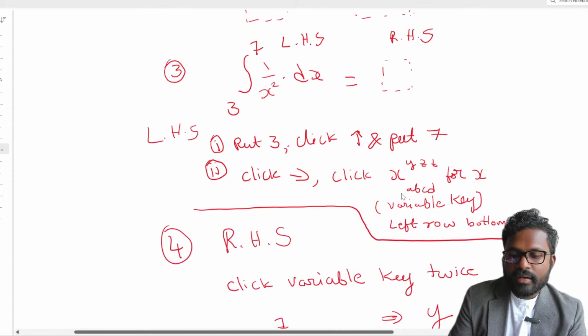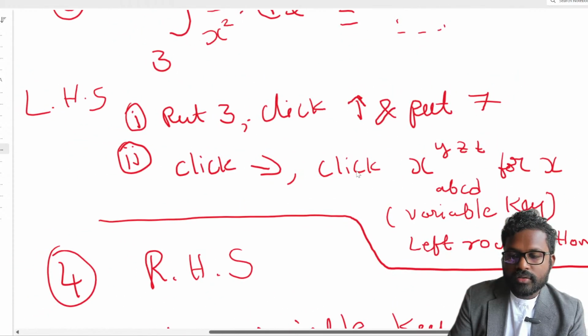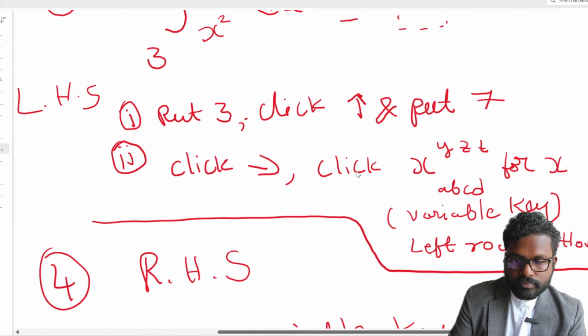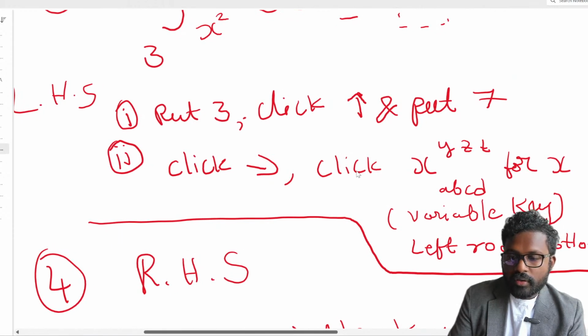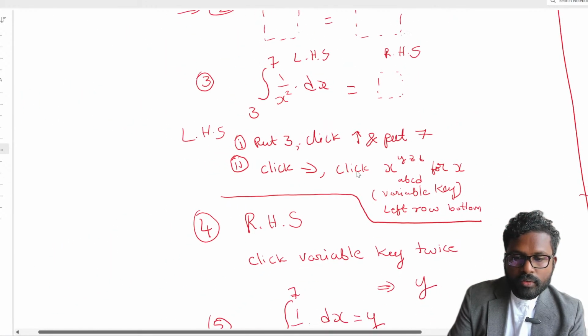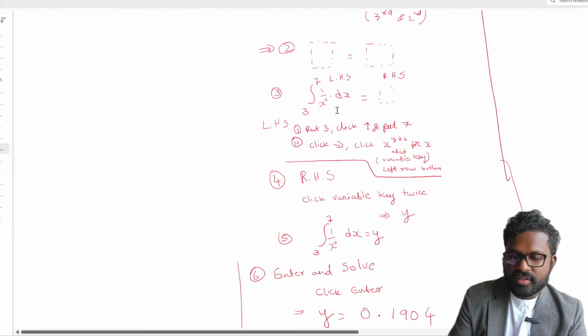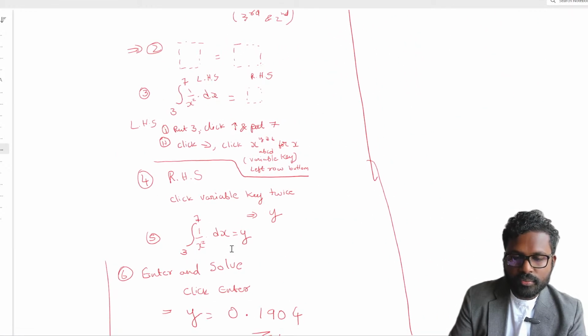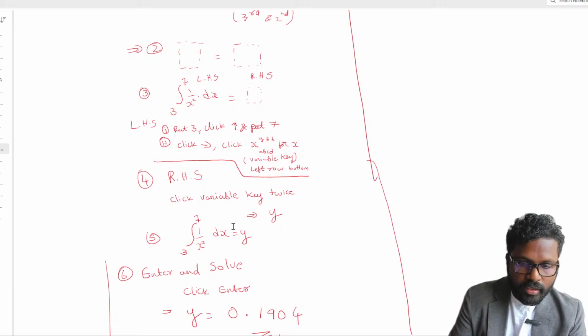And on the right hand side, just put in the variable y. Just put in as y. That's all you need to do. Don't worry too much about anything else. That's all you got to do in the right hand side.